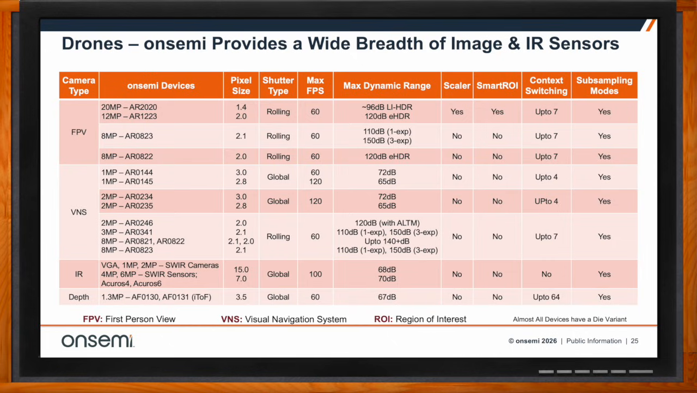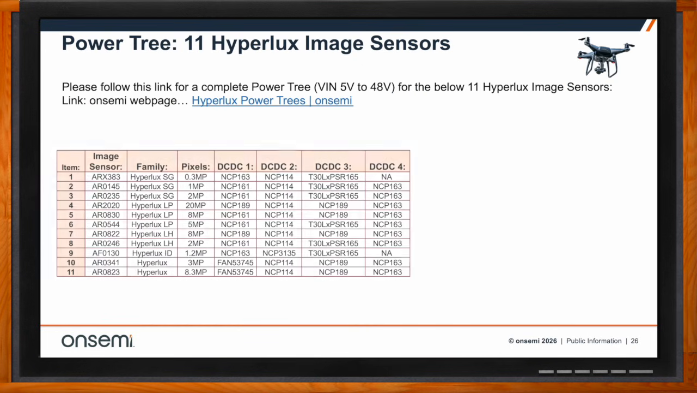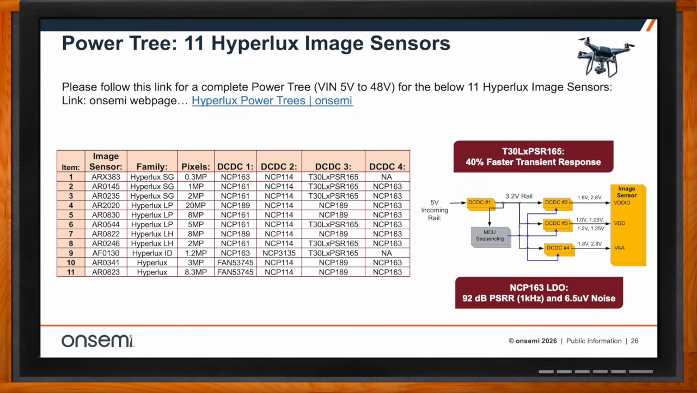And so this slide here just captures some of the LDOs and bucks that we might use to power our image sensors. And this table right here assumes a 5-volt incoming rail, which is captured in the block diagram on the right.